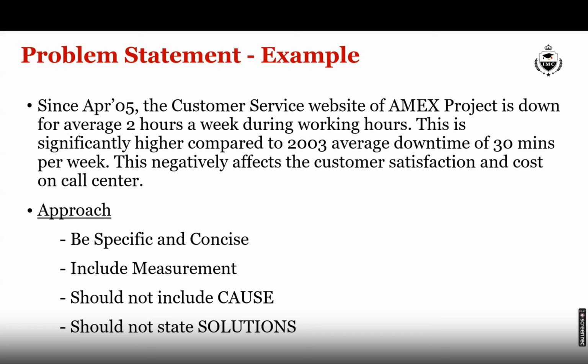The problem statement, one example. Since April 2005, the customer service website of Amex project is down for average 2 hours a week during working hours. This is significantly higher compared to 2003 average downtime of 30 minutes per week. This negatively affects the customer satisfaction and cost on call center. So in one small paragraph, the problem statement is coming out very clearly, specifically what is the problem because of which this Six Sigma project is getting done.